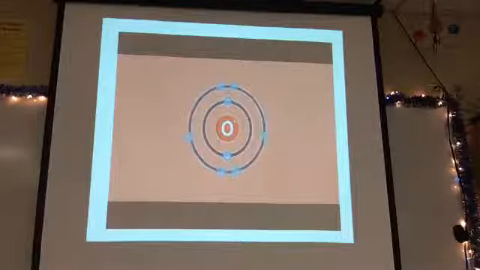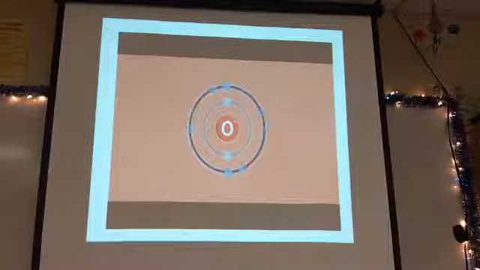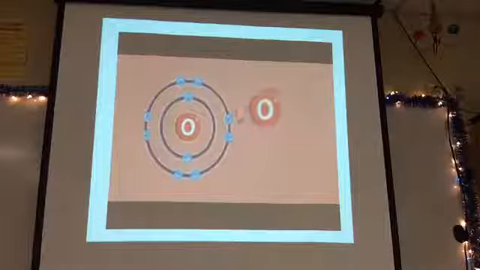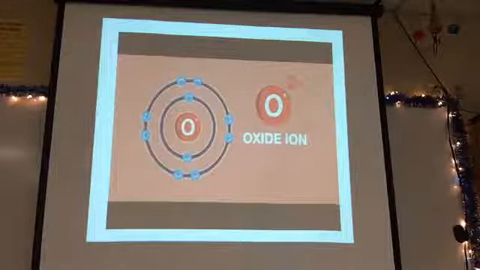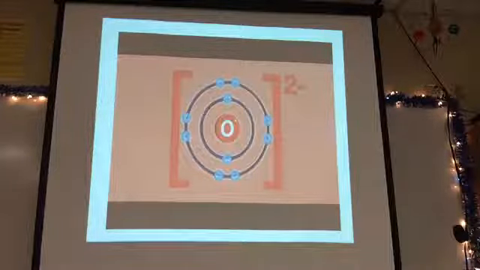Now, let's look at oxygen as another example. Its electronic structure is 2 and 6. Therefore, there are 6 electrons in its valence shell. Oxygen gains 2 electrons to form a negatively charged oxide ion. Remember to include the charge when writing the symbol and when drawing the electronic structure. We don't put the brackets around it.